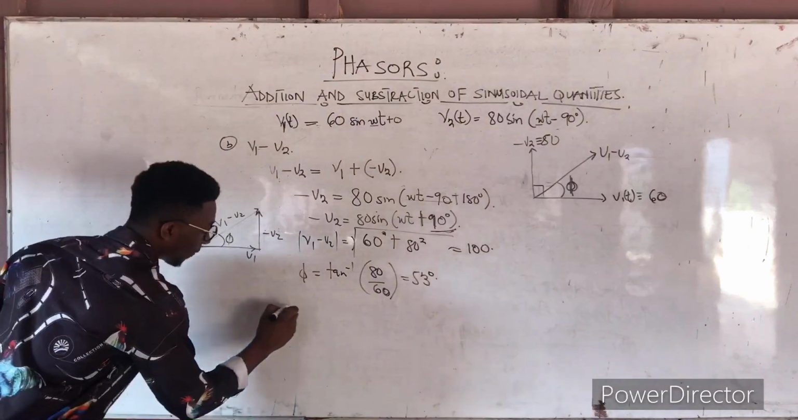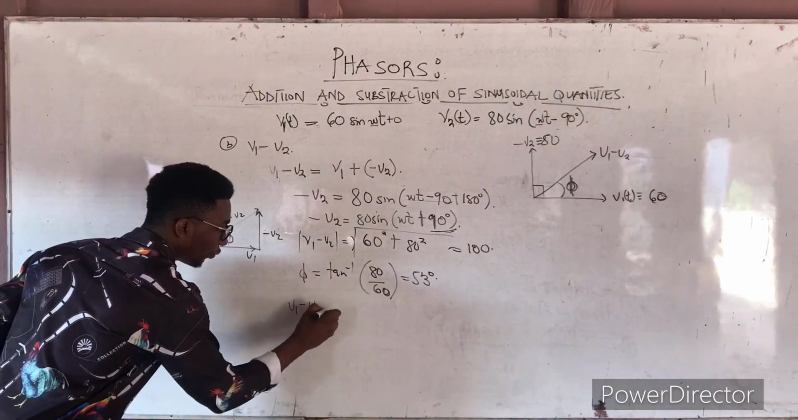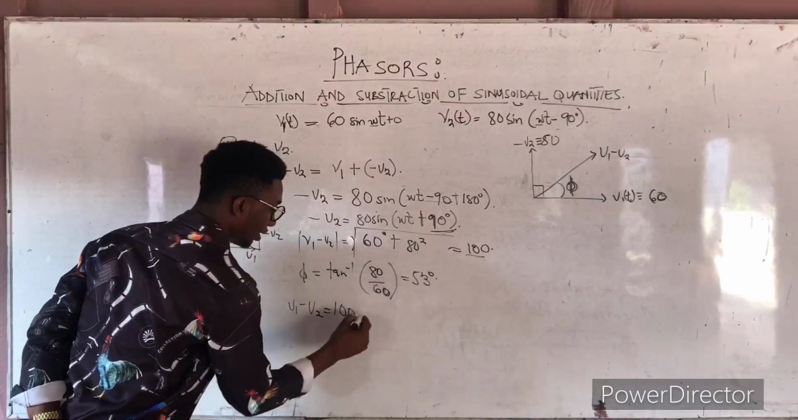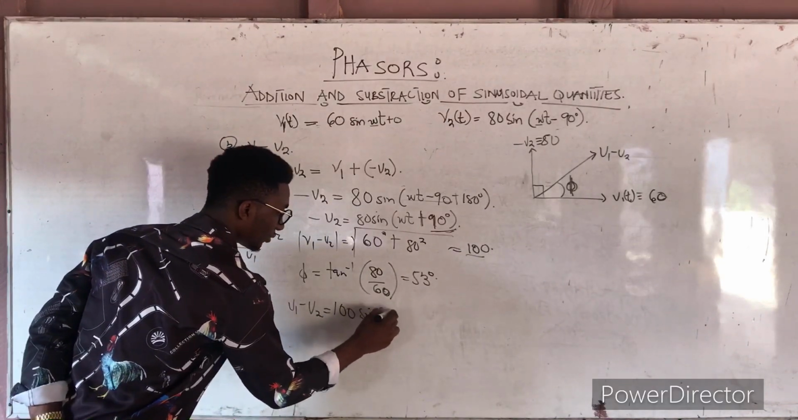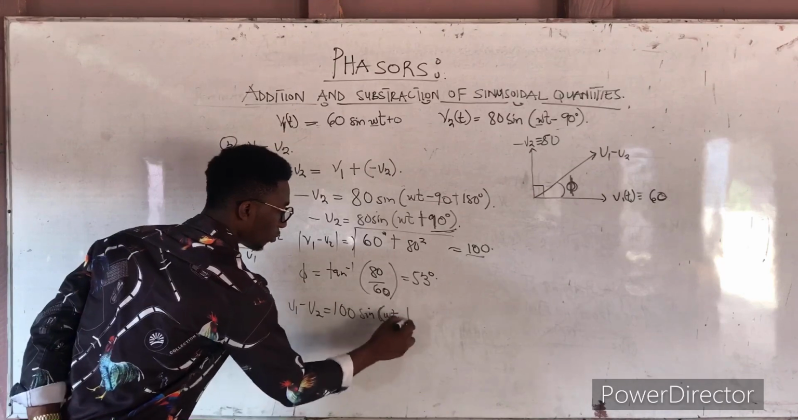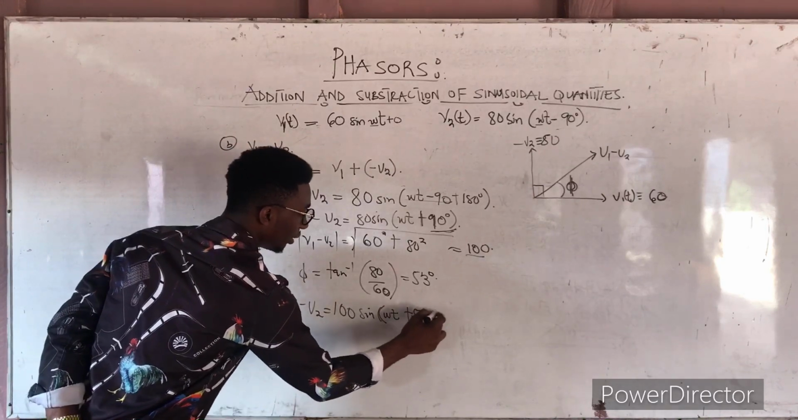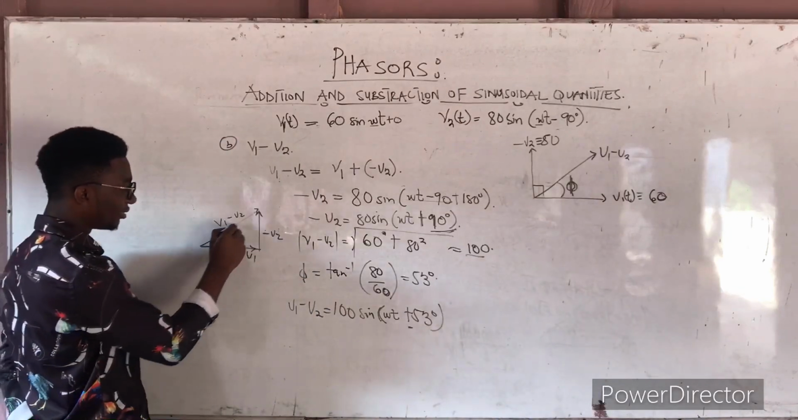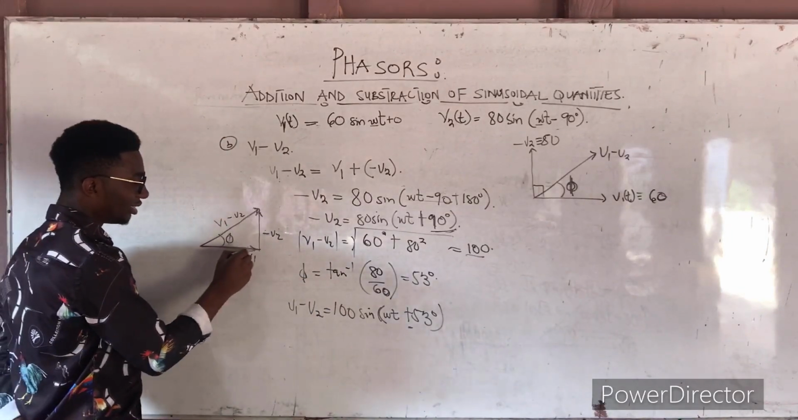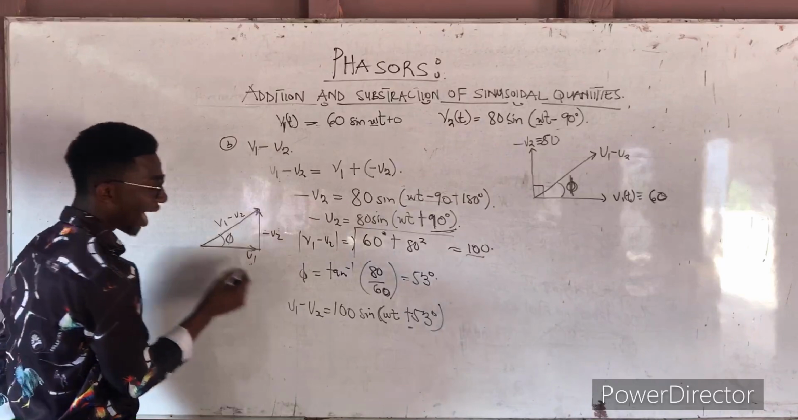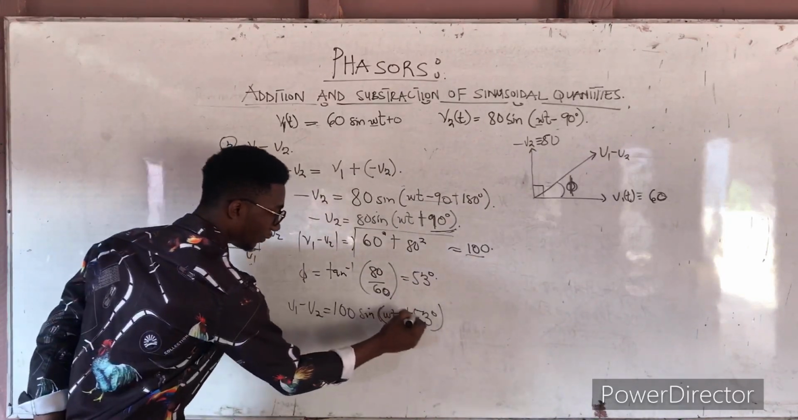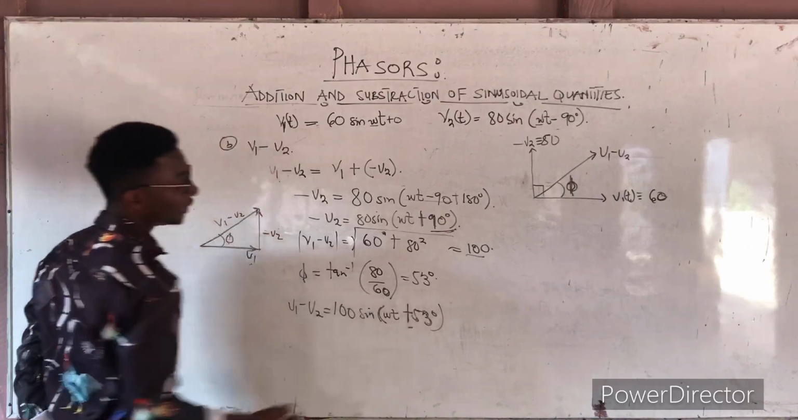So finally, the V1 minus V2 will be the peak voltage, which is 100 sine omega t plus 53 degrees. Why plus 53? This is the phase angle because it is leading. The resultant vector is leading the V1 by what? 53 degrees. So it is positive.